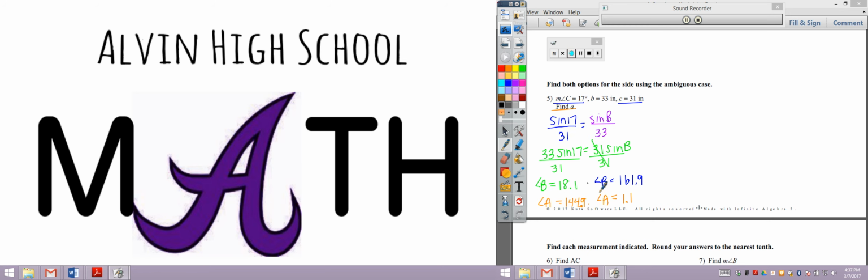So now I know my two triangles. One is acute like this, 17, 18, and 144. And one is obtuse like this. 17 still over here, 1 up there, and then this is my 161. So what I'm finding is this side right here. So obviously one's big, it's across from 144, and then one is really small, it's across from this 1.1.